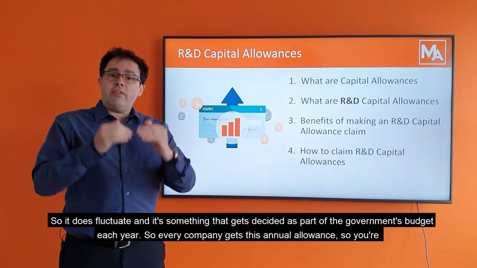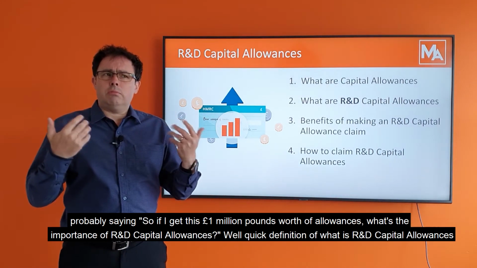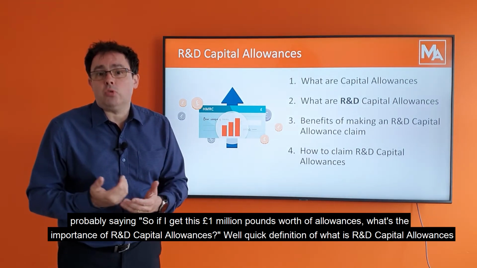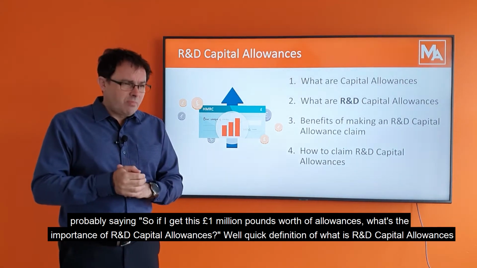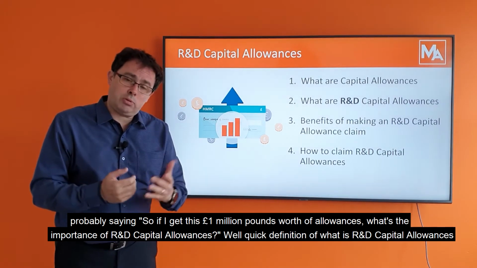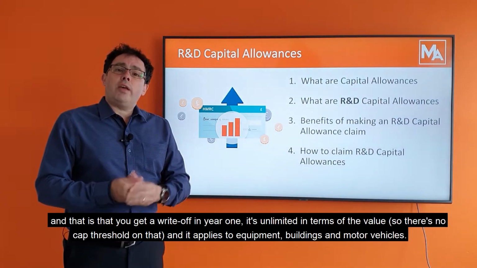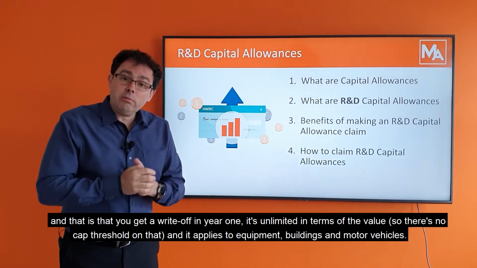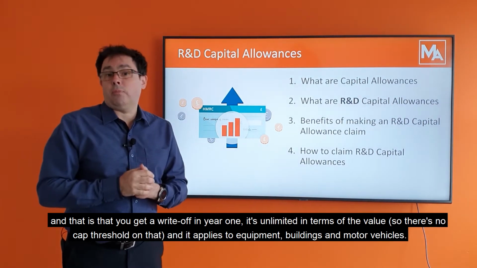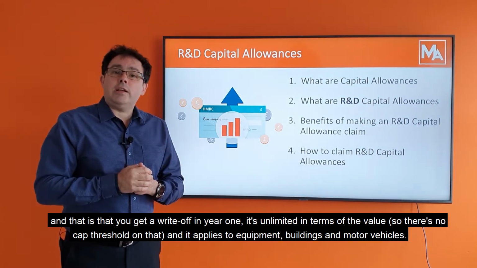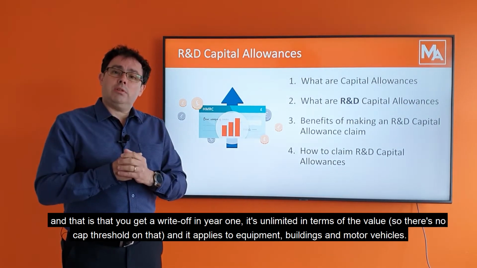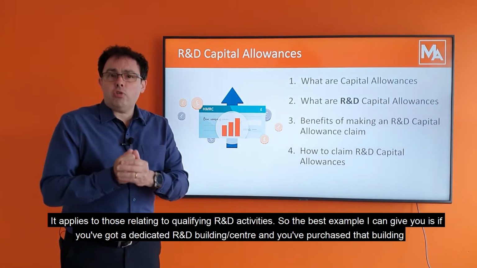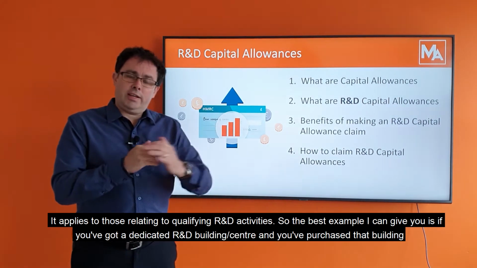Now, every company gets this annual allowance. So you're probably saying, if I get all this £1 million worth of allowance, what is the importance of R&D capital allowances? Well, quick definition of what R&D capital allowances are: you get a write-off in year one. It's unlimited in terms of the value, so there's no cap threshold on that. And it applies to equipment, buildings, and motor vehicles. It applies to those relating to qualifying R&D activities.